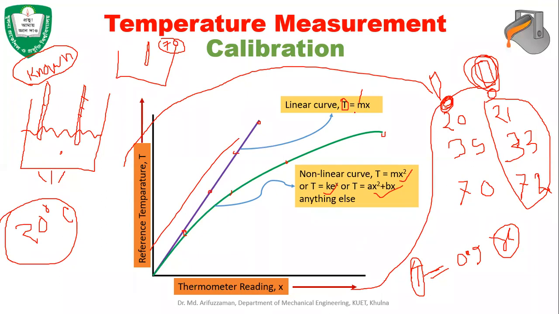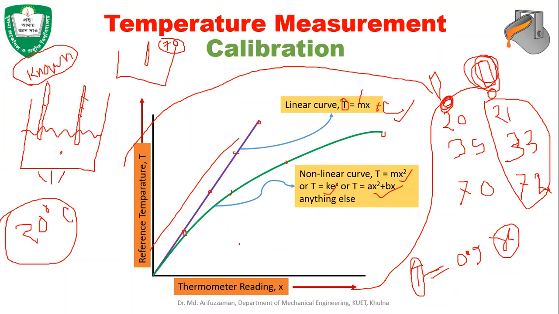And also for the linear one, it's not necessary that it will always intersect at the origin. There might be a constant coming in as C, so T equals MX plus C. C will be another constant in that case, if it is not 0, 0.